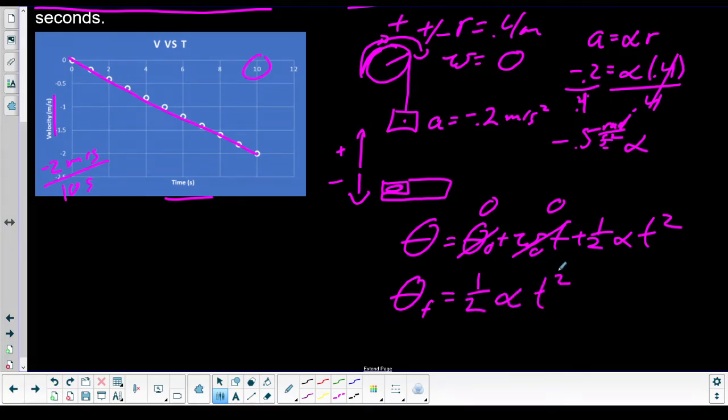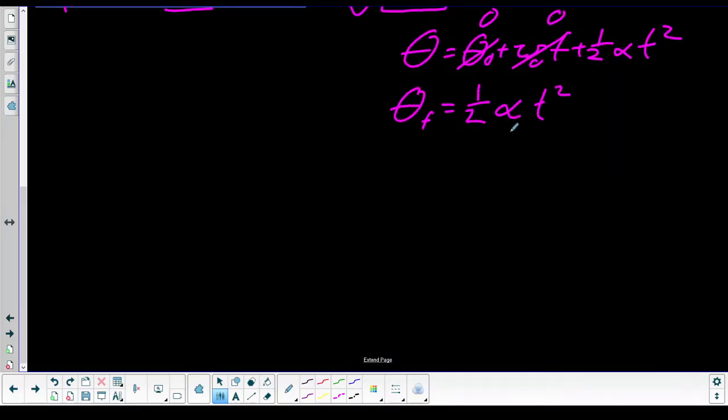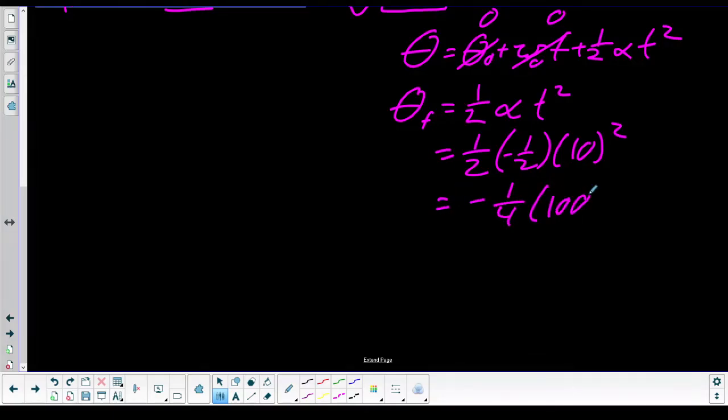And we know alpha and we know t, and we can just go ahead and find it. So we have 1/2 times -1/2 times 10 squared. So we have -1/4 times 100. A fourth of 100 is 25. So theta equals -25. Whoops, that's not a 5. Theta equals -25 radians. Okay. If you divide this by 2 pi, it'll tell you the revolutions.